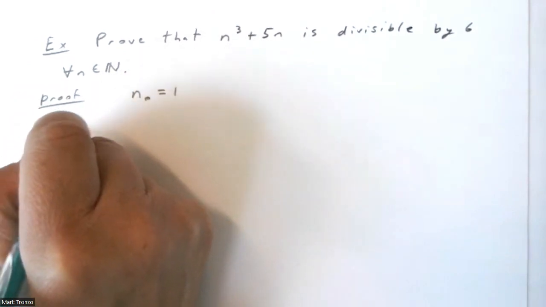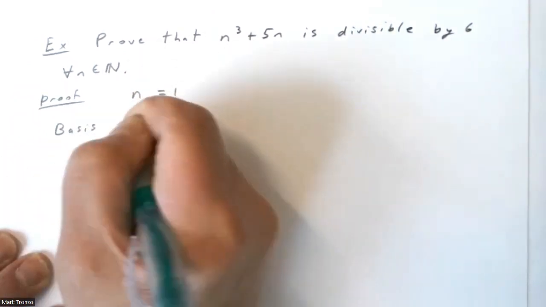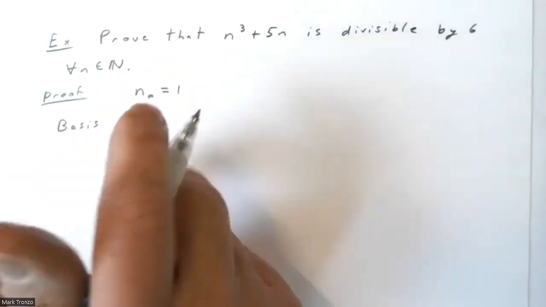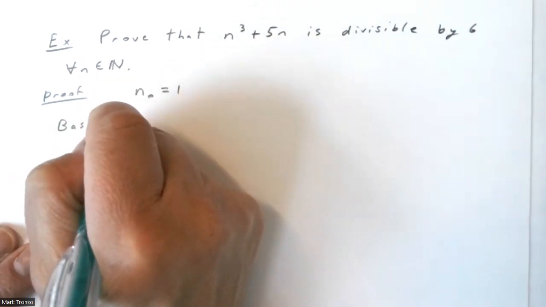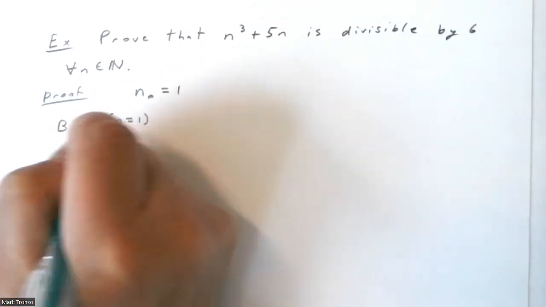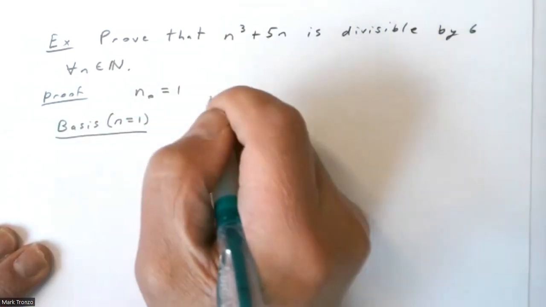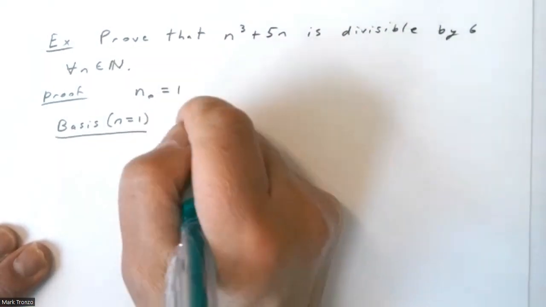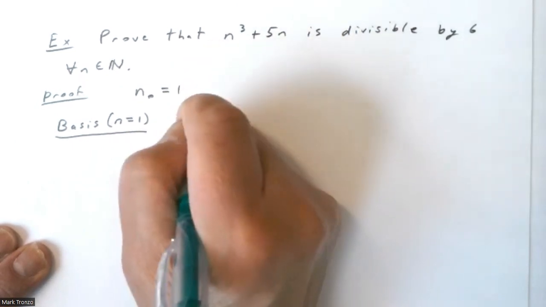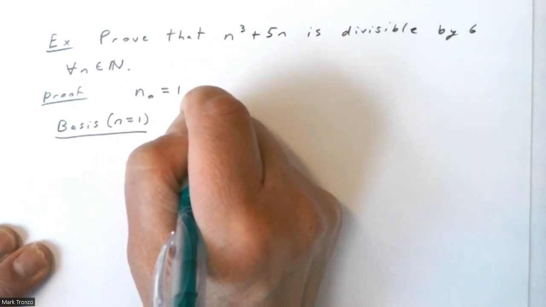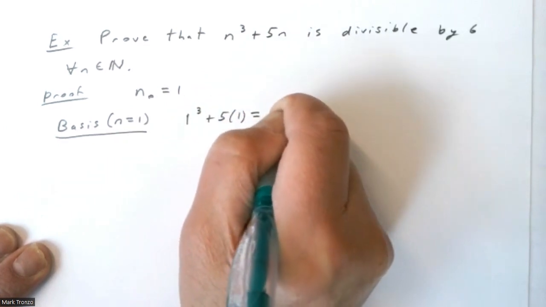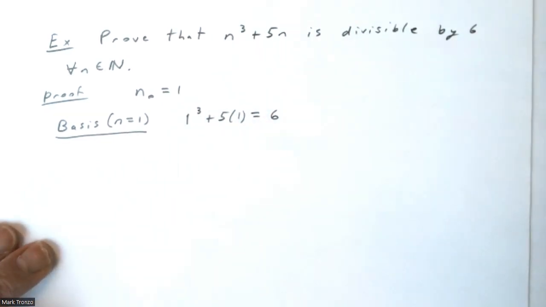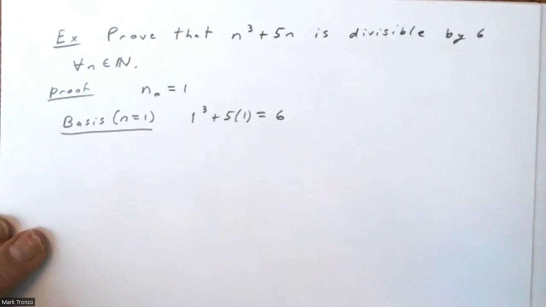And then when you put this base step or basis step, you can either say n equal 1 or n naught equal 1. Books use it in different ways. It's good to get used to both ways. I'll put n equal 1 here. So we're going to put that into our function: 1 cubed plus 5 times 1 equals 6. And then we have to ask the question, is it divisible by 6? And obviously it is.